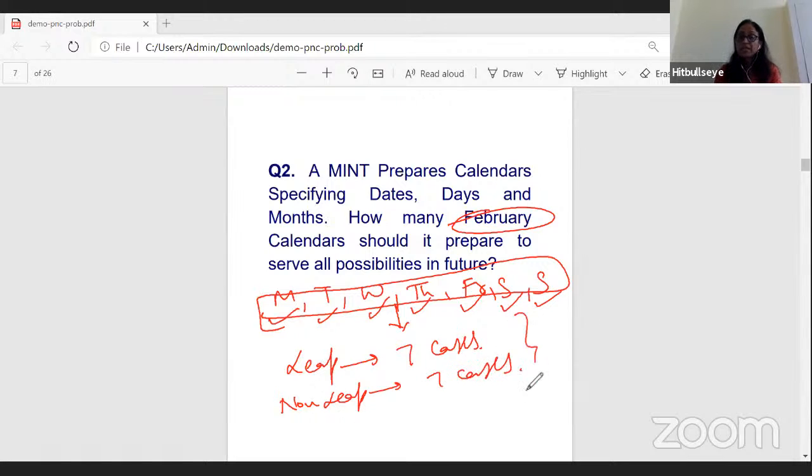So total, how many calendars are possible for the month of February? There are 14 calendars possible for the month of February. Is that clear? So February is a typical month.